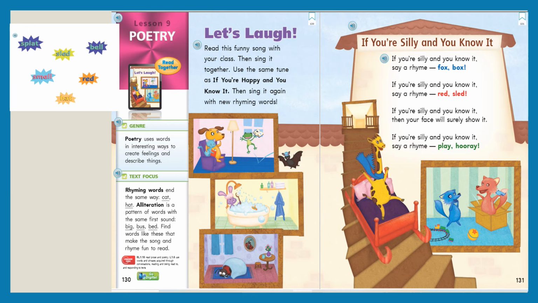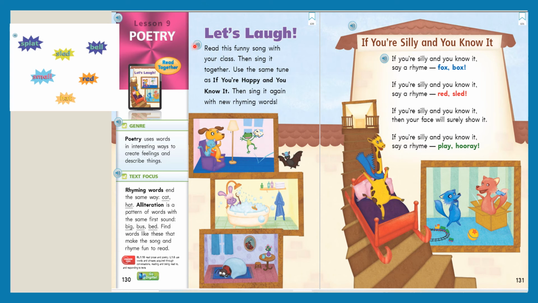Dr. Seuss liked to write in rhyme. Poetry is written in rhyme. The genre we're going to talk about right now is poetry. Poetry uses words in interesting ways to create feeling and describe things. This text genre is about rhyming words and alliteration. Rhyming words end the same way: cat, hat. Alliteration is a pattern of words with the same first sound: big, bus, bed. Find words like these that make the song and rhyme fun to read.